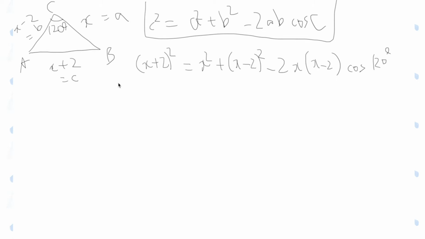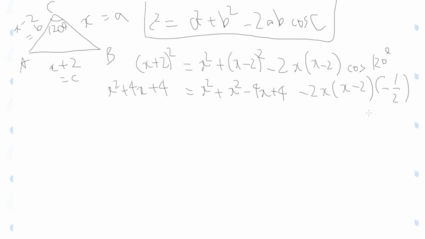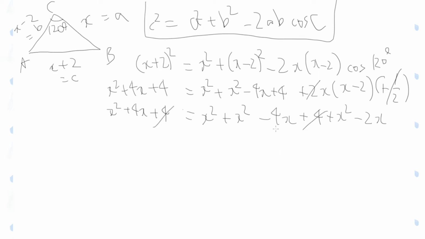Let's expand the square brackets. And cosine of 120 degrees is minus 1/2. We can change the signs and get rid of these. x times x, x times minus 2. And let's see if we can cancel out any of the terms. It looks like we can get rid of the constants.